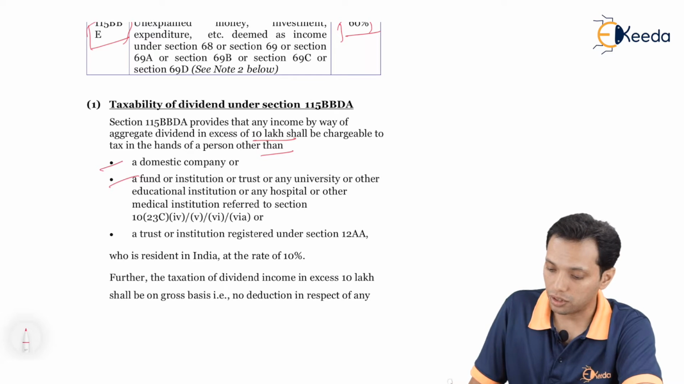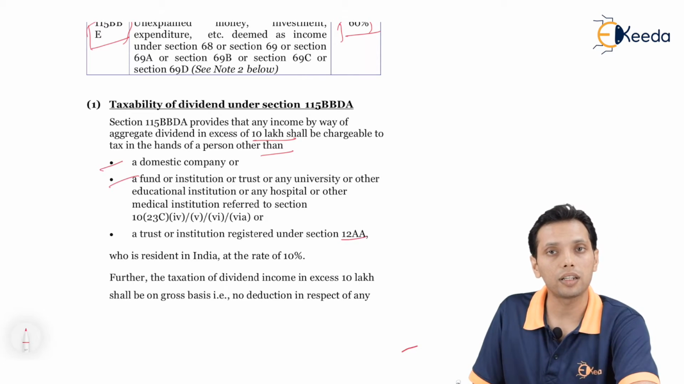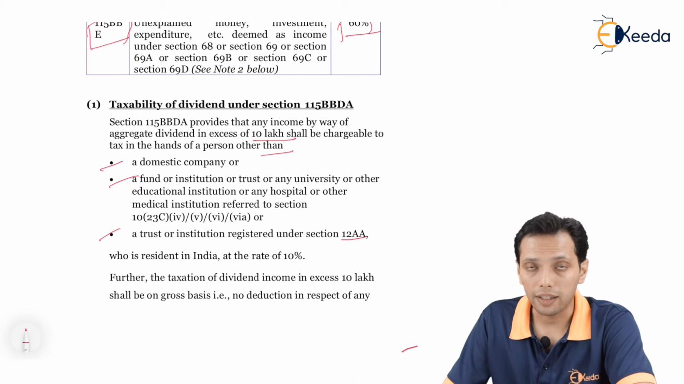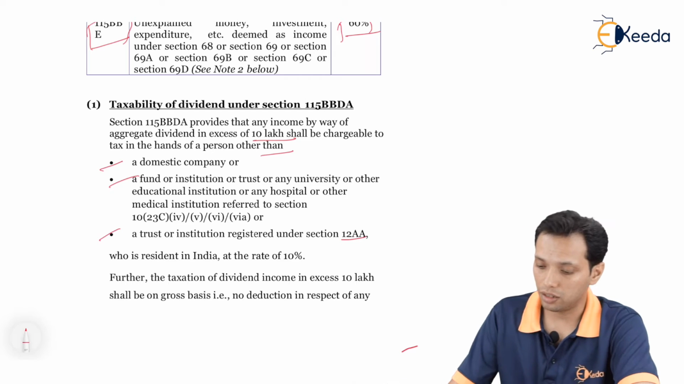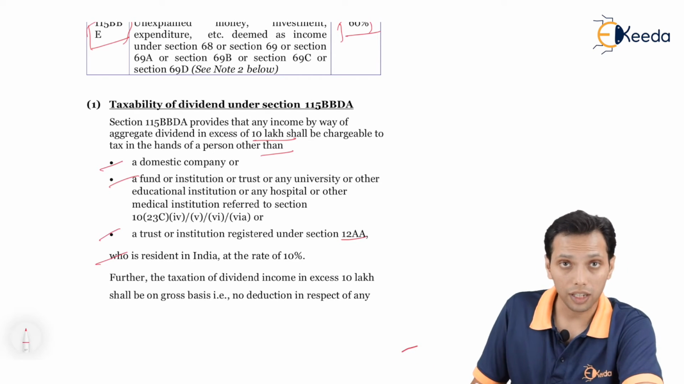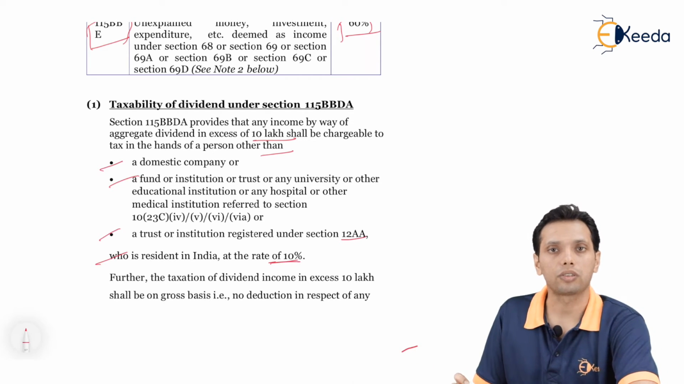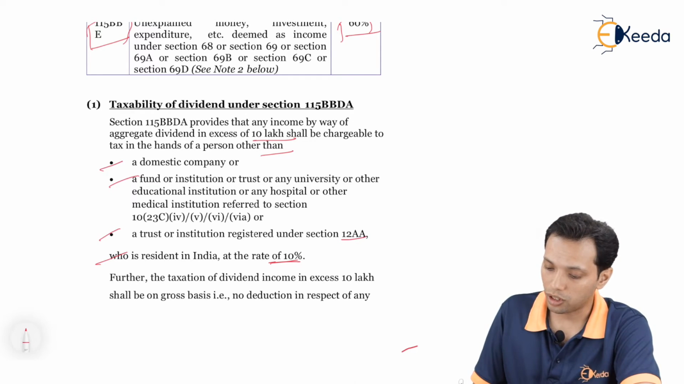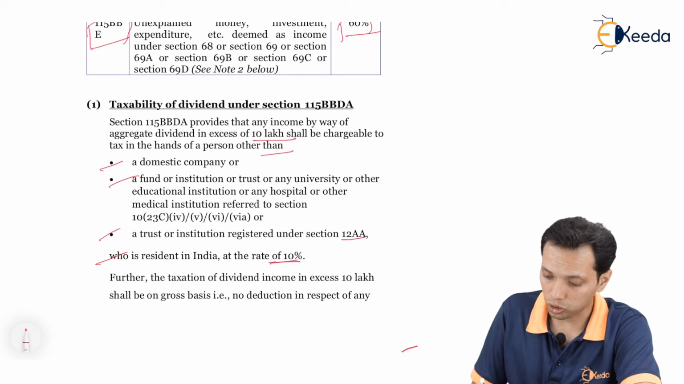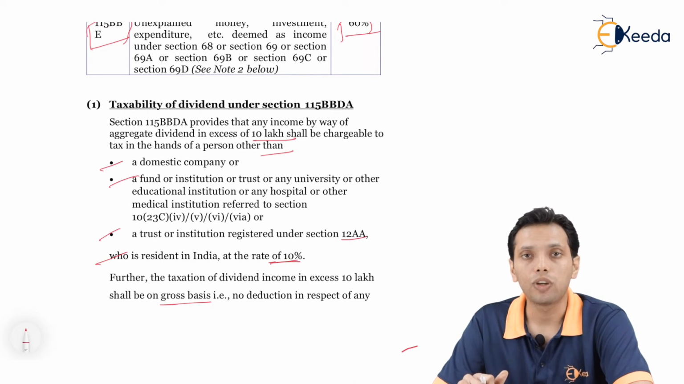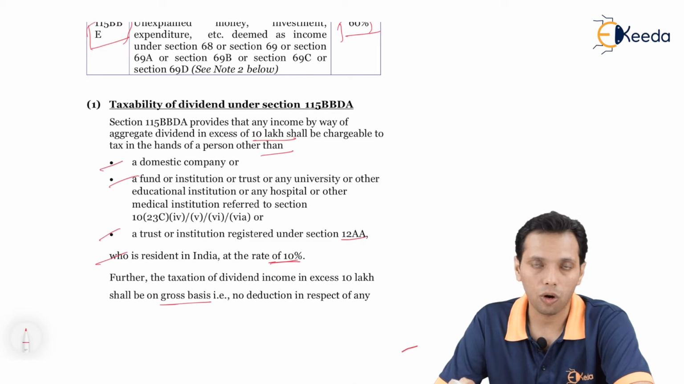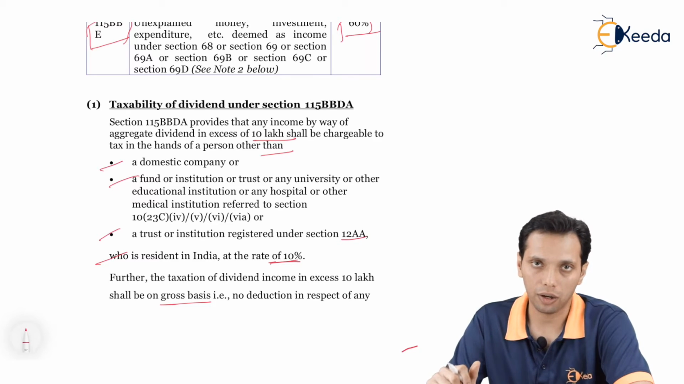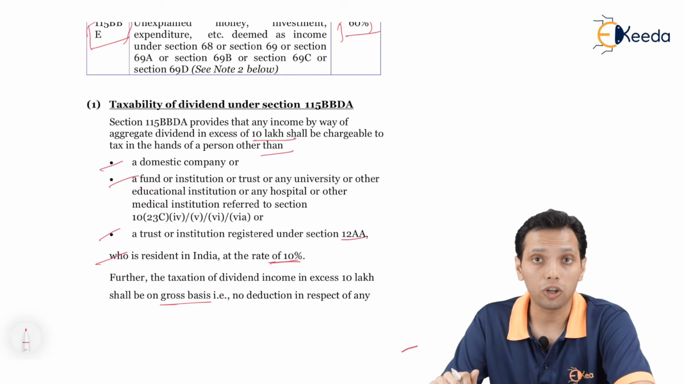A trust or institution registered under section 12AA is also not taxable. Else, it is taxable in the hands of a person who is resident in India at the rate of 10% under section 115BBDA. Further, the taxation of dividend income in excess of 10 lakhs shall be on a gross basis. On a gross basis, you will not be eligible for any deduction of expenditure, and you will not be eligible for any exemptions on this dividend income. So it will be taxable on a gross basis.